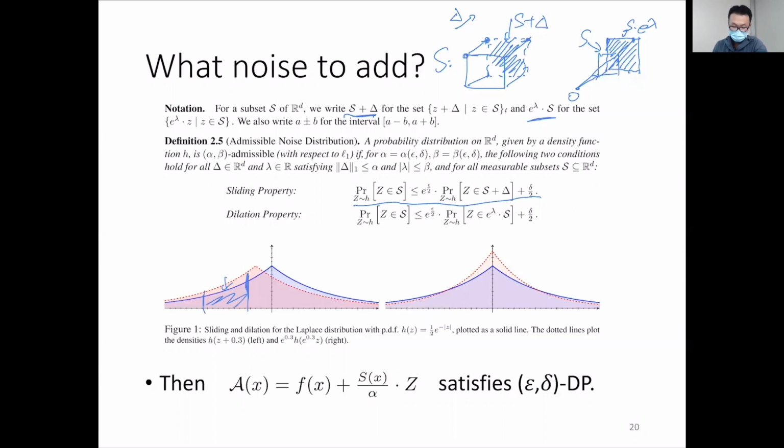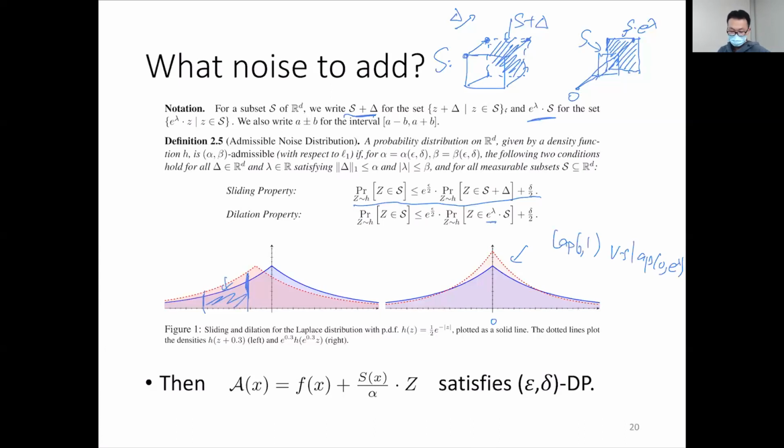Similarly, the dilation property says that if I change the scale parameter of the noise by multiplying it by e to the power of epsilon, I'm basically changing the scale parameter. In the Laplace case, this will be, say, Laplace 1 versus Laplace e to the power of lambda. They are both centered at 0, but the scale parameter differs a little bit.